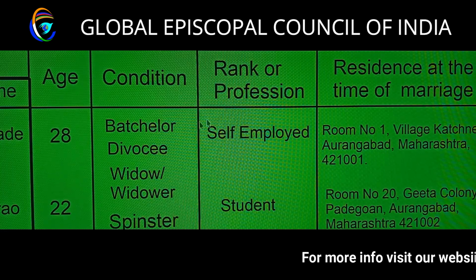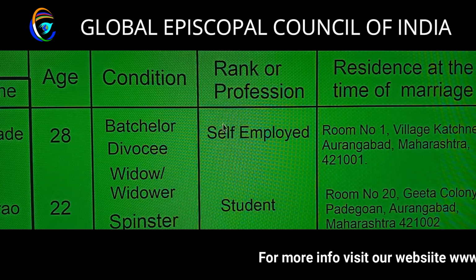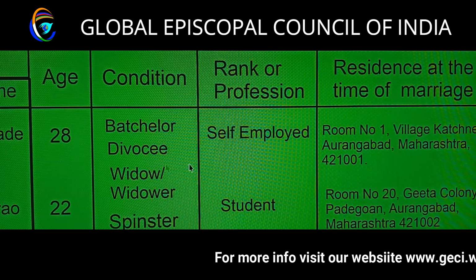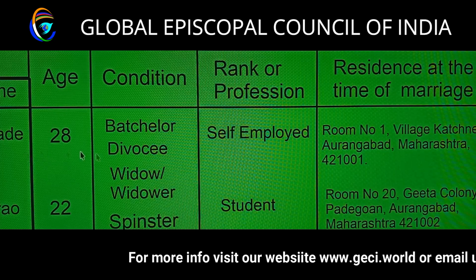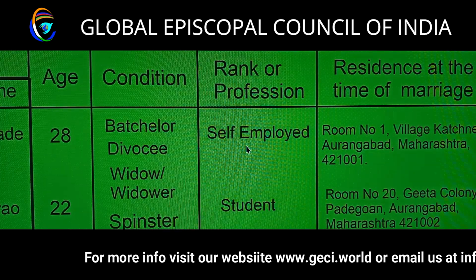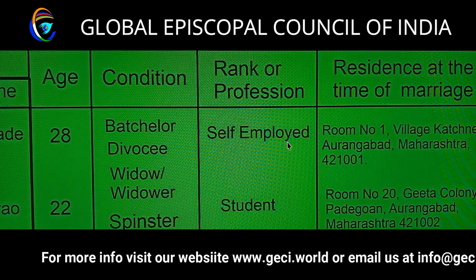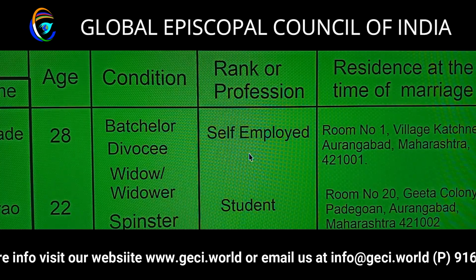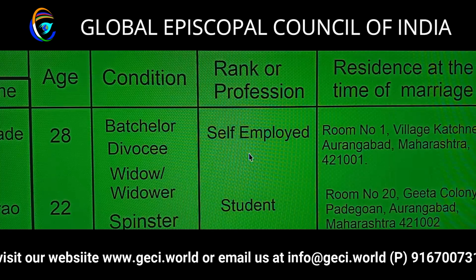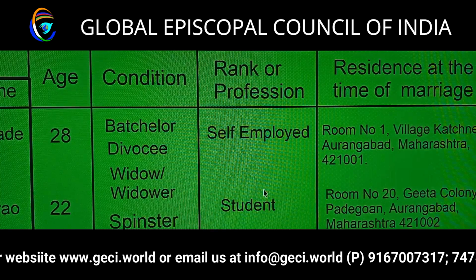Then comes the next column, that is called rank of profession. At the time of marriage, what was the boy doing and what was the girl doing? In this case, the boy was self-employed. He has a shop, so I have mentioned self-employed. You can write down over here business or government servant or scientist, doctor, engineer, whatever you can mention here.